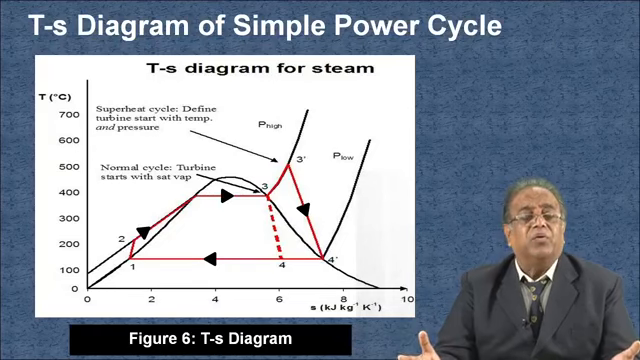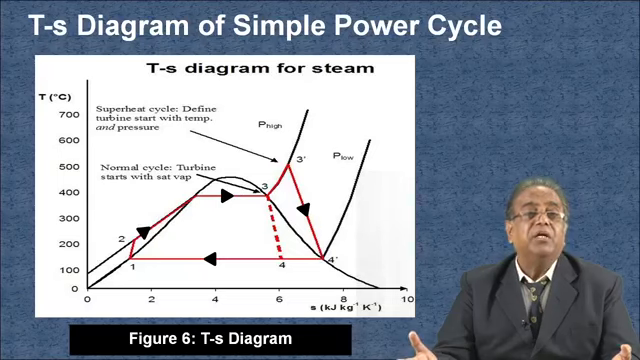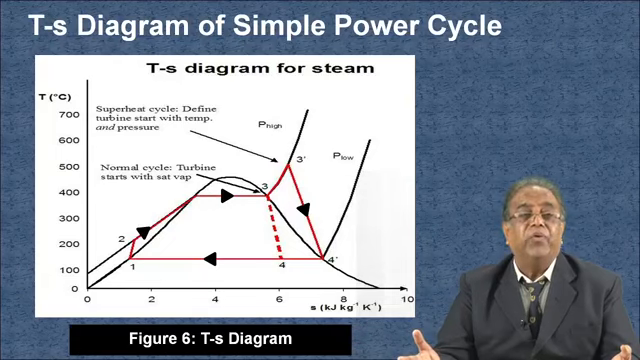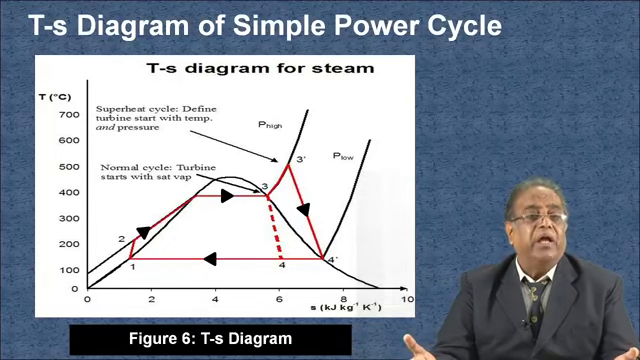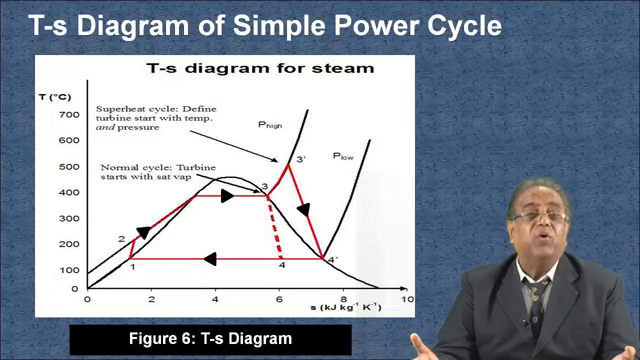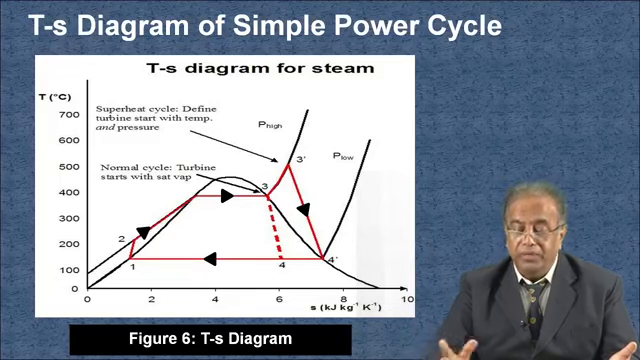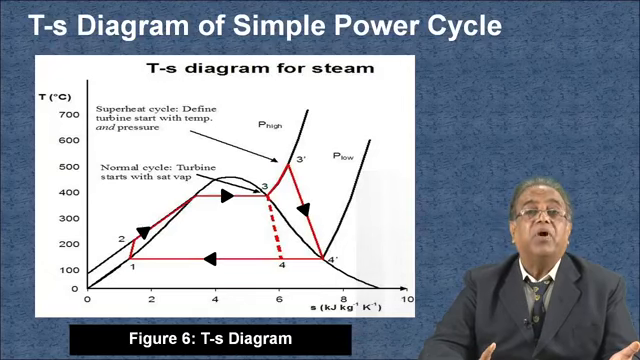What is the heat given out by the condenser? For the normal cycle, that is equal to H4 minus H1. For the superheat cycle, the heat given out Q2 is equal to H4 dashed minus H1. Pump work is H2 minus H1, and the heat input for the normal cycle is H3 minus H2. For the superheated cycle, it will be H3 dashed minus H2. We will use this TS diagram for the analysis of the steam power cycle.